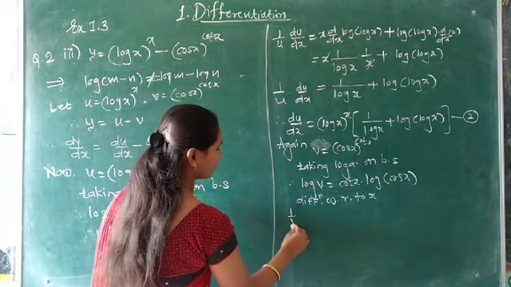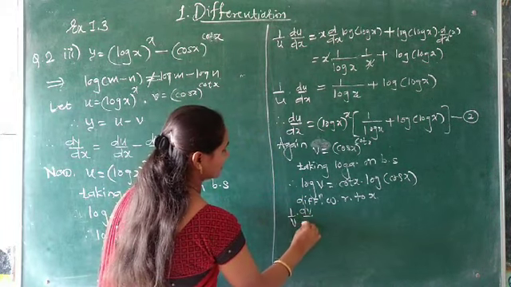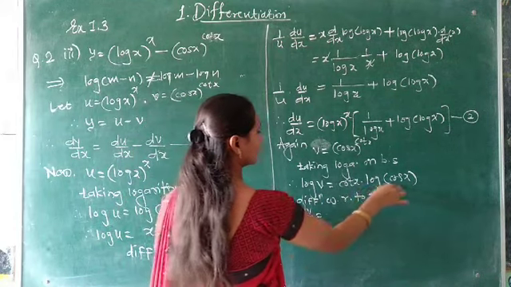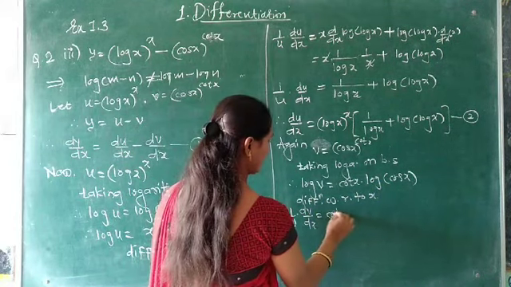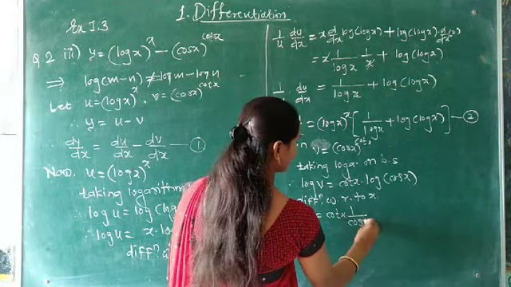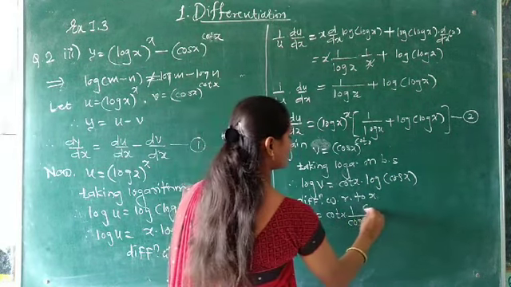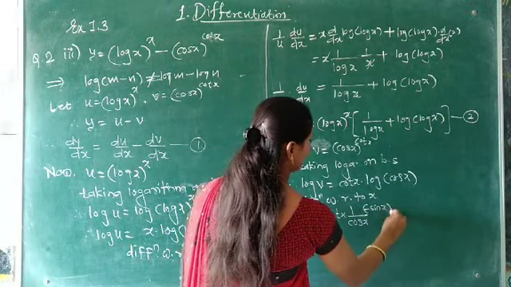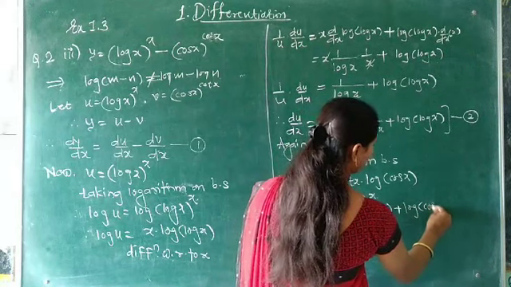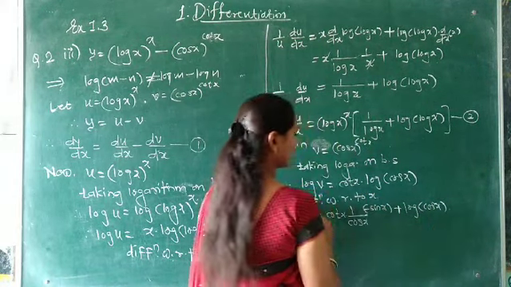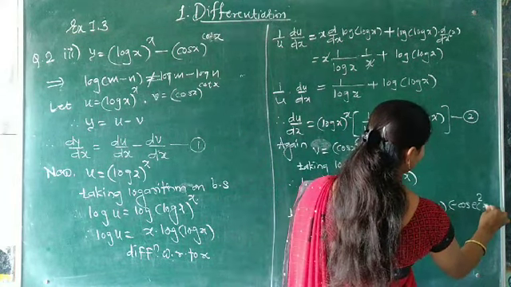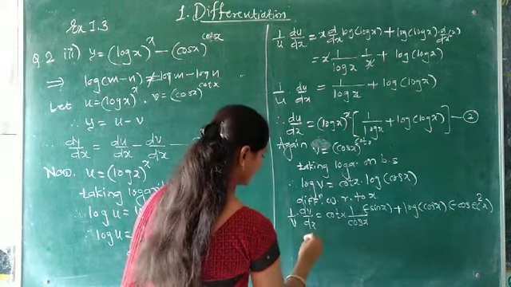Then what is the derivative of log v? It is 1 upon v into dv upon dx, the derivative of v with respect to x. Again here we use the product rule: cot x as it is, into the derivative of log of cos, which is 1 upon cos x into the derivative of cos, that is minus sin x. Plus write this log of cos x as it is, into the derivative of cot x, that is minus cosec square x.